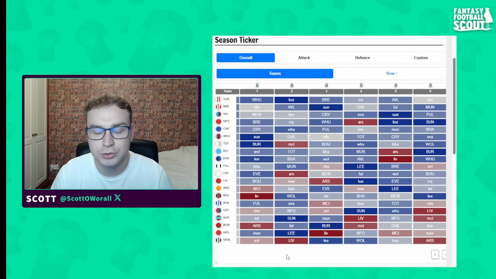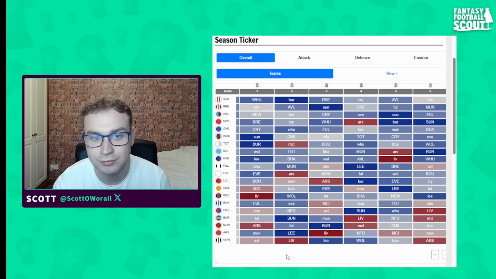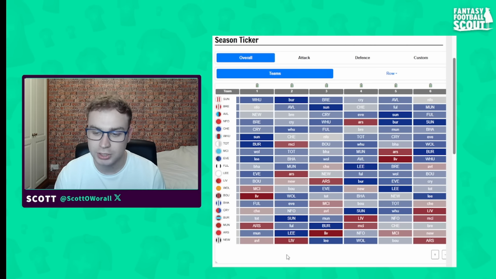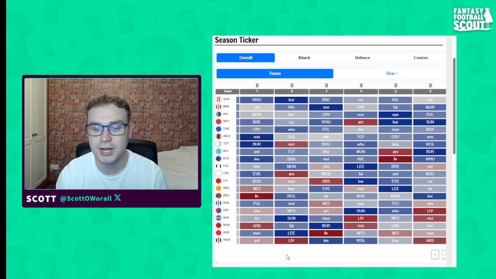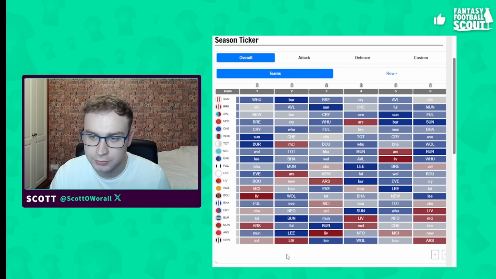Leeds going to the Emirates, so the likes of Saka could be a really good option. Havertz, potentially the new striker they bring in. Will it be Gyökeres? Will it be Sesko? They could be really decent shouts as well in game week 2.